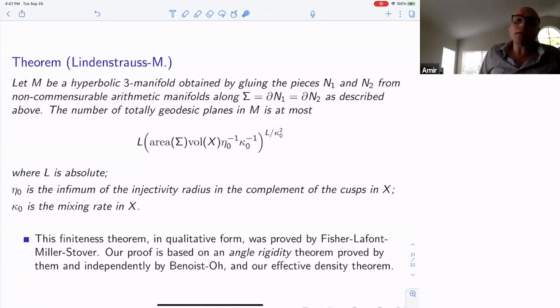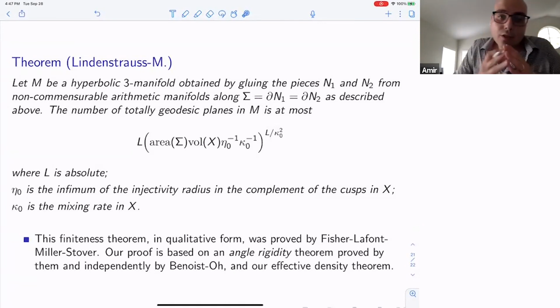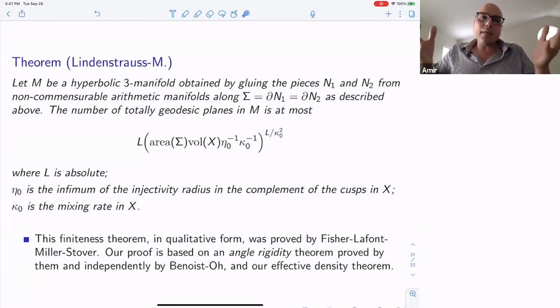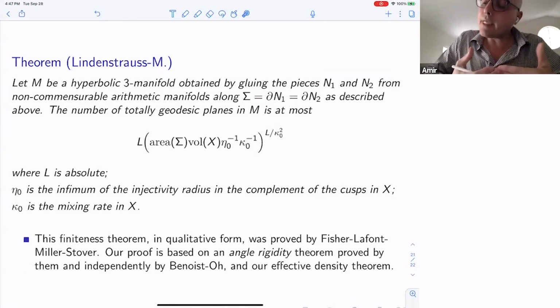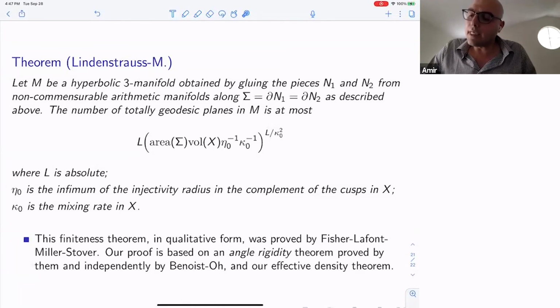So for these particular cases, we can actually bound how many totally geodesic subplanes such a manifold can have. So basically, you give me a Gromov-Piatetski-Shapiro manifold. In terms of the geometry of this manifold, I can bound the number of totally geodesic planes that you have. So there are finitely many. This was actually proved by an earlier work of Fisher, Lafont, Miller, and Stover. This predates this other result that I mentioned, but now we can actually bound how many there are.